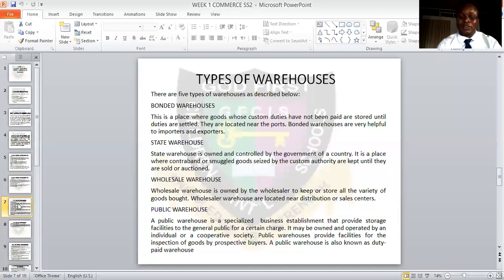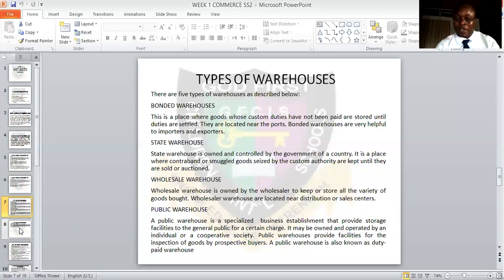The next one is public warehouse. A public warehouse is a specialized business establishment that provides storage facility to the general public for a certain charge. So this is a public warehouse, and it is owned and operated by individuals or the cooperative society. These are owned and operated by the cooperative society.